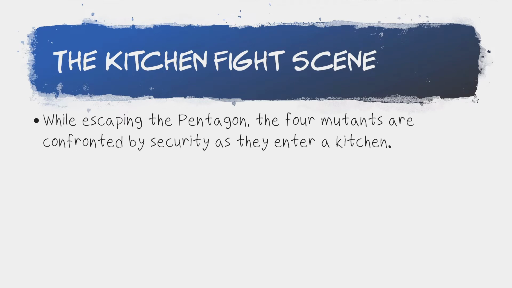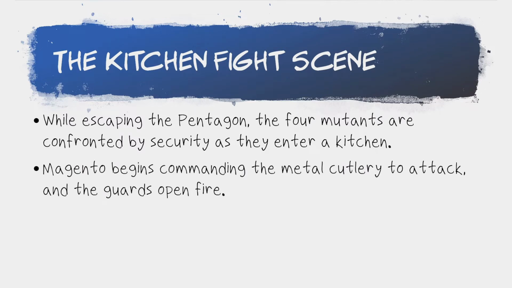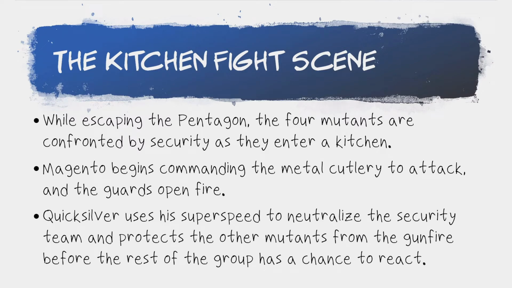And as the four mutants are making their way out of the Pentagon, they enter a kitchen area where they encounter a squad of security. Security immediately pulls their guns. Magneto is getting ready to send some knives flying through the air at them. The guards all fire at the assembled mutants. And at this moment, Quicksilver springs into action and manages to disable all the guards and save his friends from being riddled with bullets.